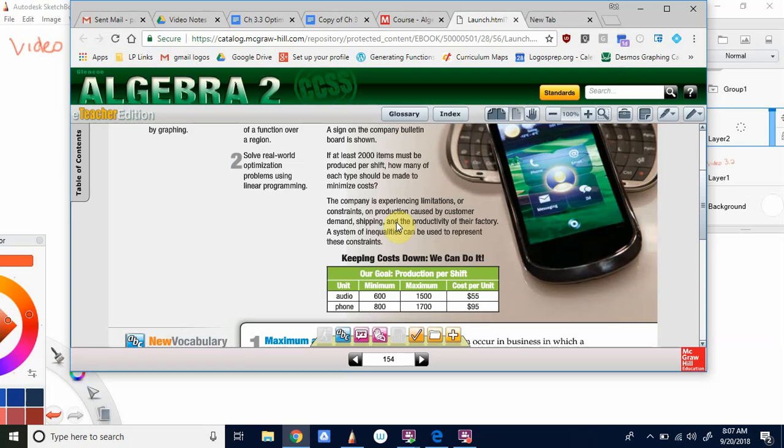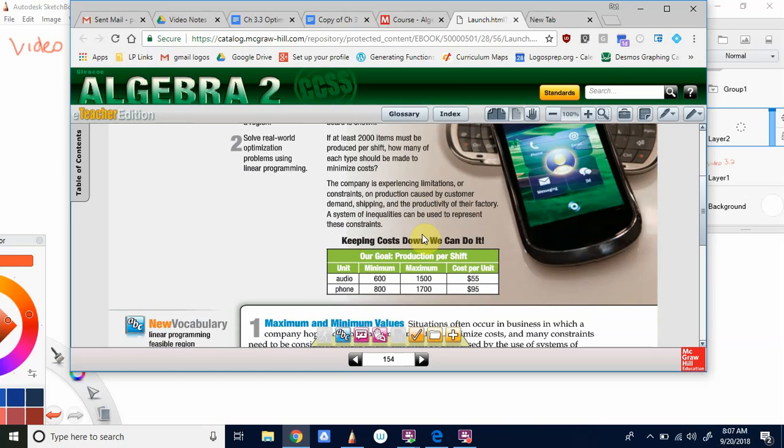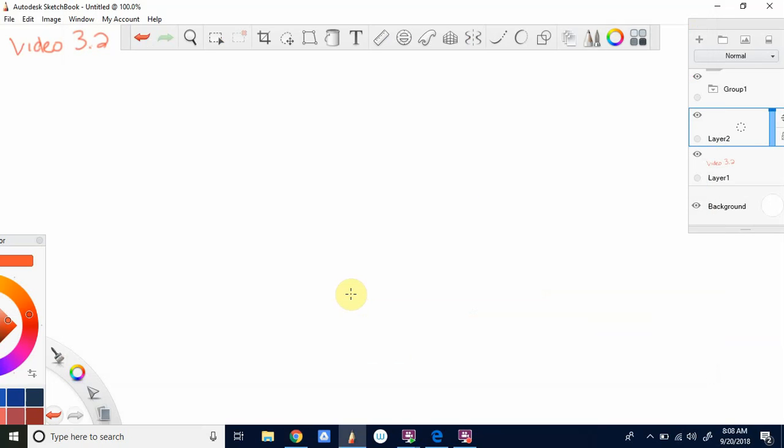The company is experiencing limitations or constraints or restrictions, same difference, on the production caused by customer demand, shipping, and the productivity of their factory. So a system of inequalities can be used to represent these restraints. So here's what they got. So they're making 2 products, audio and a phone. So first thing we need to do is identify what our variables are. So we have A for audio and P for phone. Okay, so these are the items we're going to make.